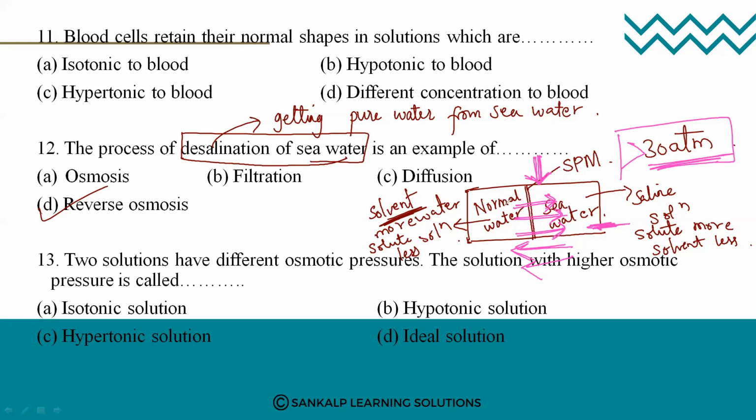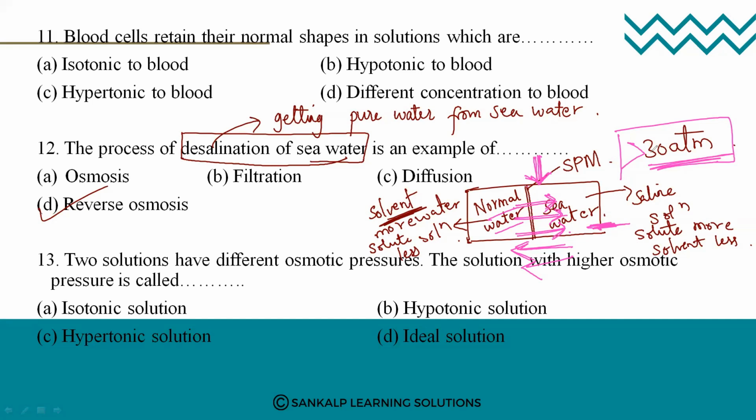So here, what is happening? I've taken a big container. These two types of water solutions are separated by a semi-permeable membrane. On one side, I have added my normal water; on the other side, I have added my seawater. In normal water, the solvent is more and solute is less. In saline water, solute is more and solvent is less.